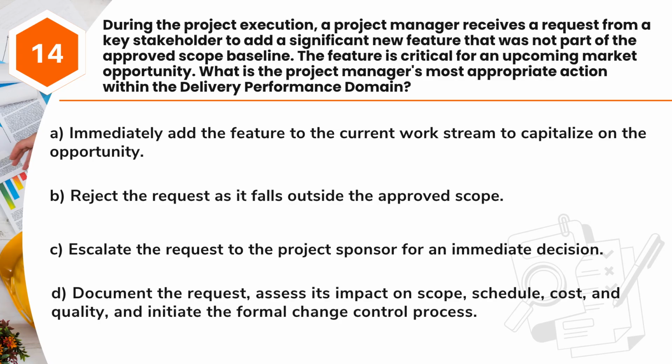A. Immediately add the feature to the current work stream to capitalize on the opportunity. B. Reject the request as it falls outside the approved scope. C. Escalate the request to the project sponsor for an immediate decision. D. Document the request, assess its impact on scope, schedule, cost, and quality, and initiate the formal change control process.